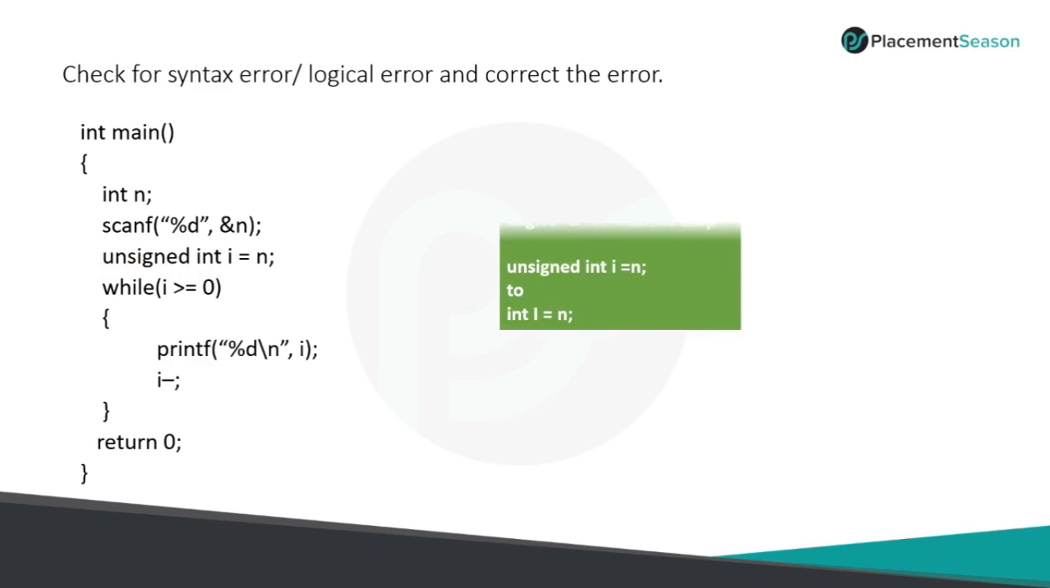So what do you have to do? You need to change unsigned int to int i equal to n. Then when i is decremented after 0, it becomes -1 and the condition fails. And the program will execute properly. Okay, so this is the kind of question you'll be asked for checking errors and fixing them.